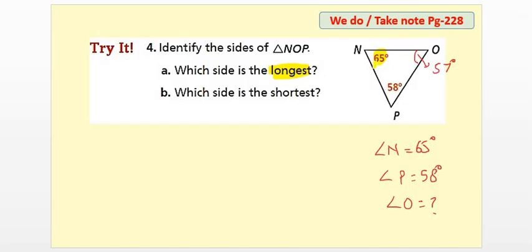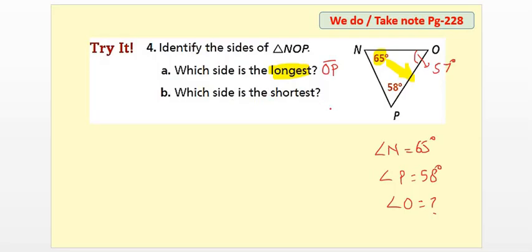Now this is 65, this one is 58, this one is 57. So the largest angle will be opposite to the largest side. For this one we can say OP will be the largest side, or you can say the longest side, because it is opposite to the largest angle.